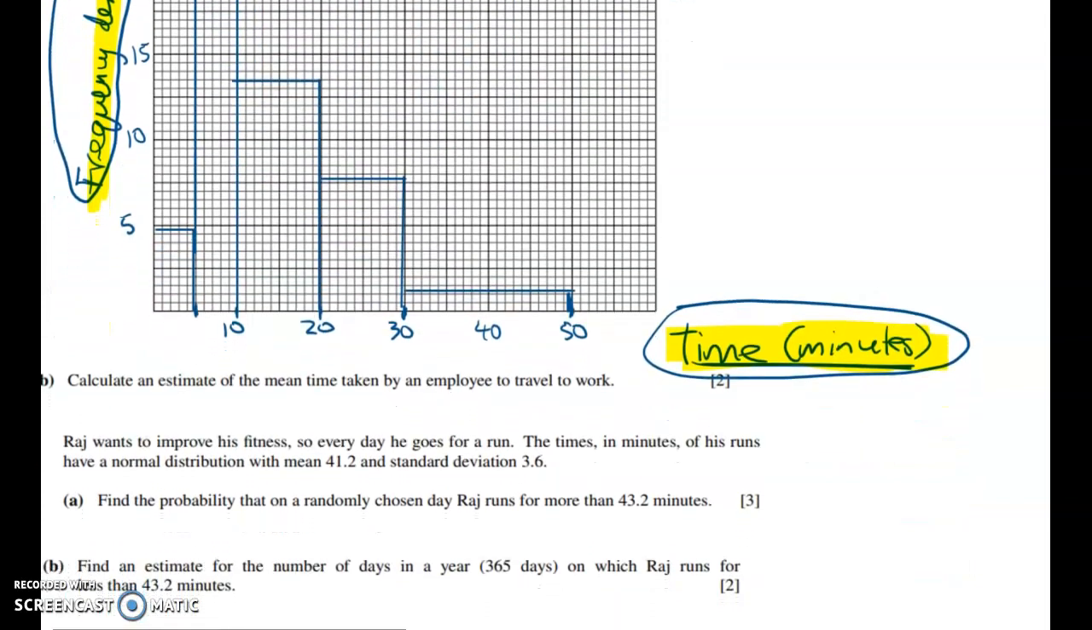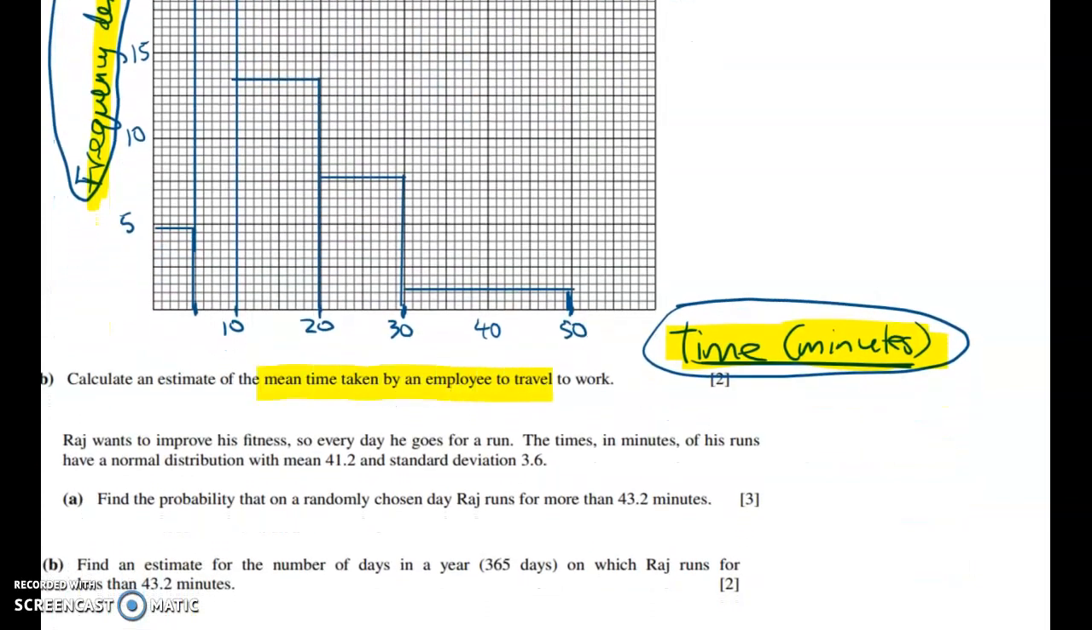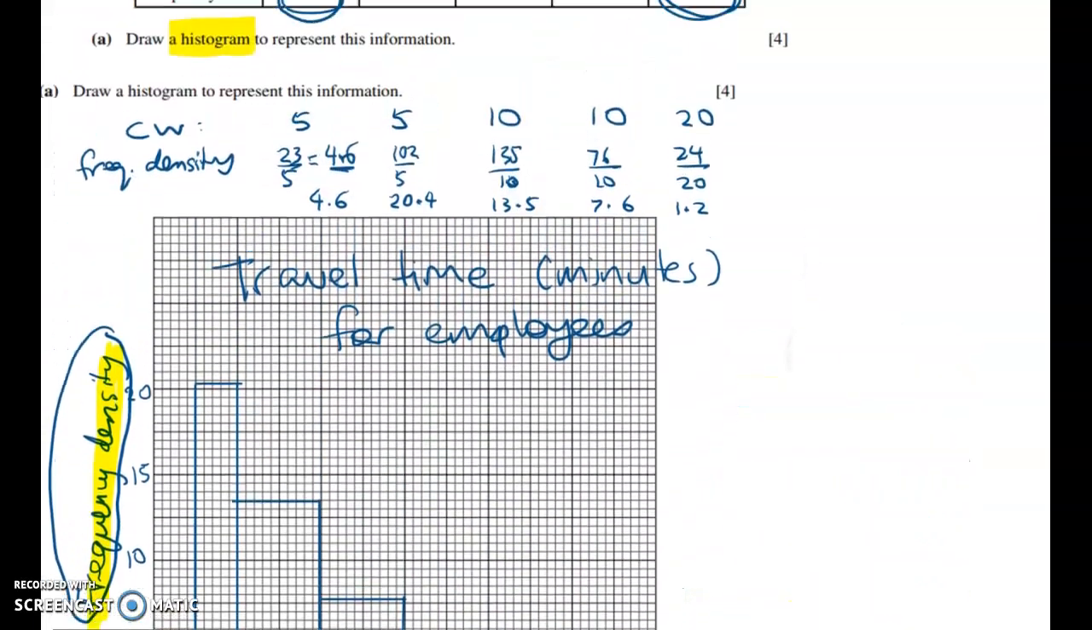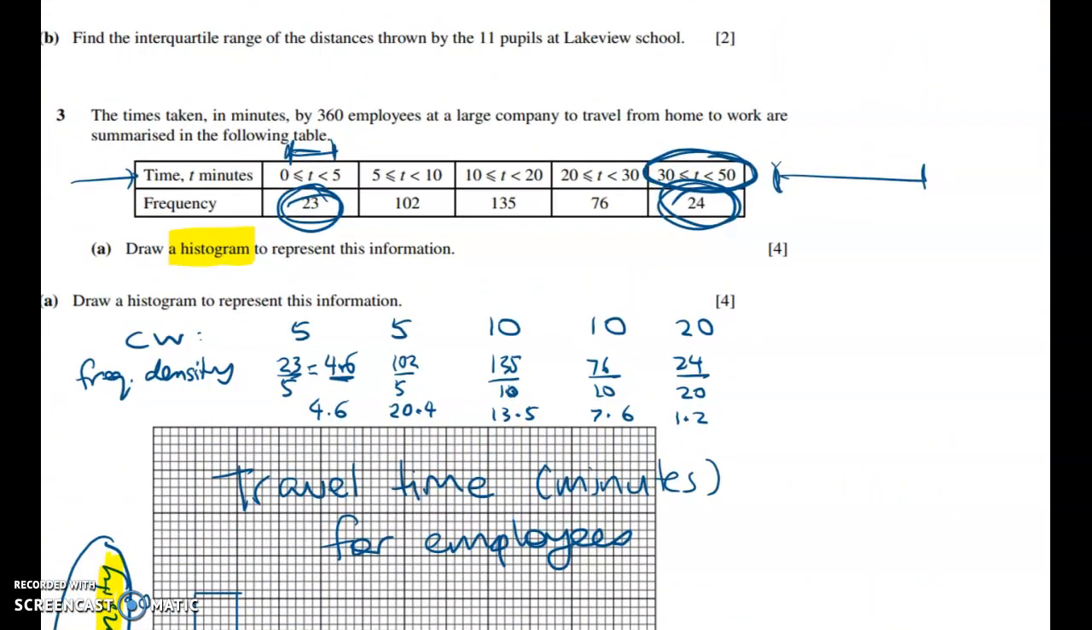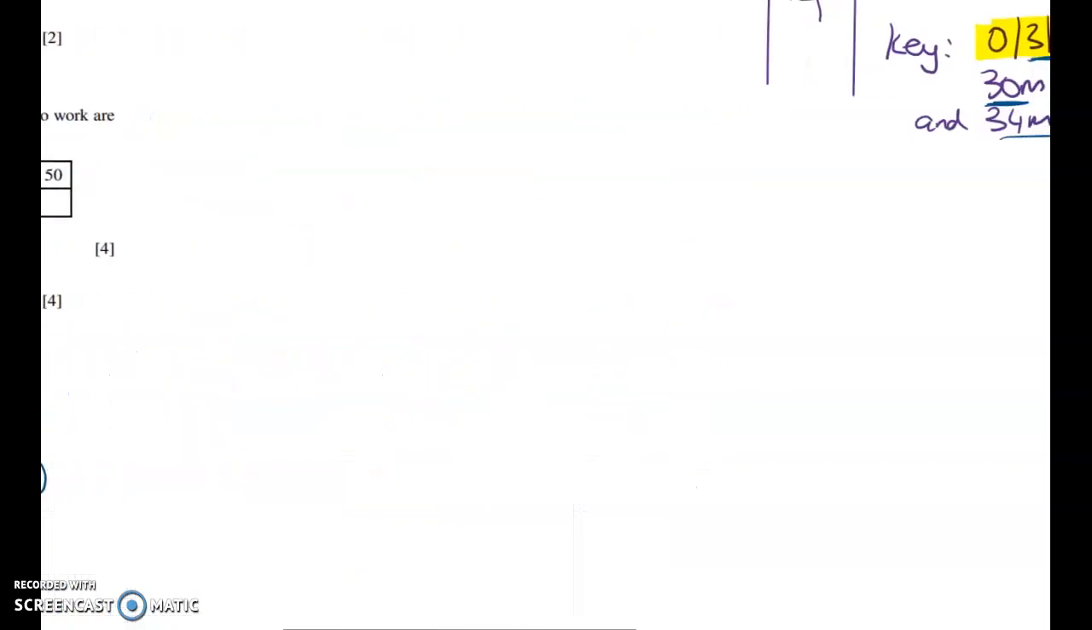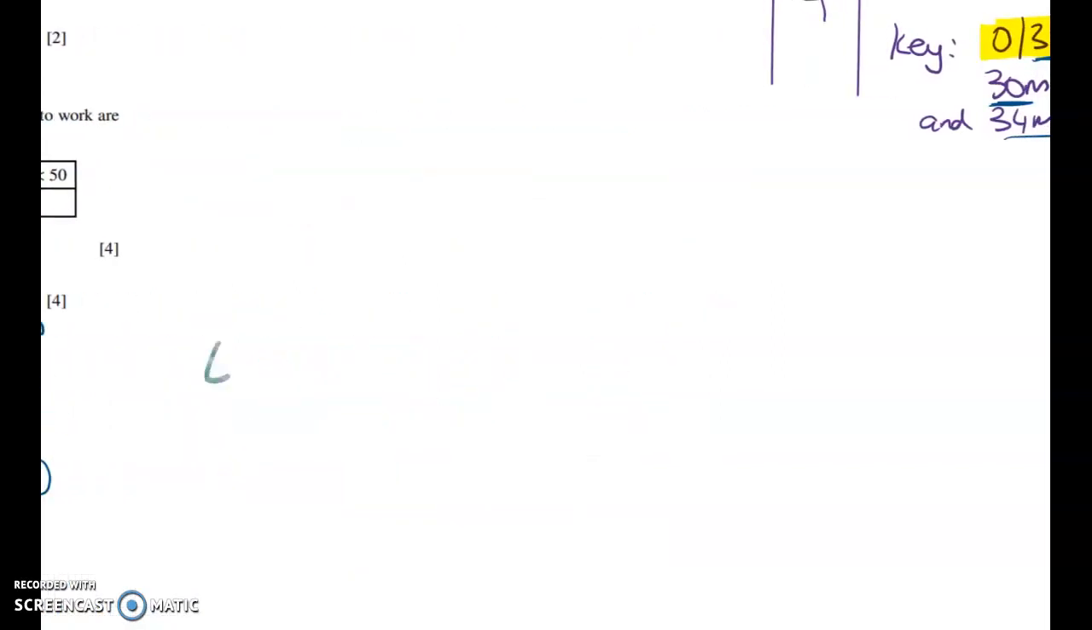Okay, next thing. Calculate an estimate of the mean time taken by an employee to travel to work. If you think about this, it's pretty intuitive, right? We don't know the exact times of the 360 employees. We just know the groups that they're in. So the most effective thing to do is to use the midpoint of each category as our estimate for what travel time those 23 people had. And if you remember that, you don't even need to use the formula that's on the formula sheet. So using the midpoints of each category, this is what we get for the estimate of the mean.